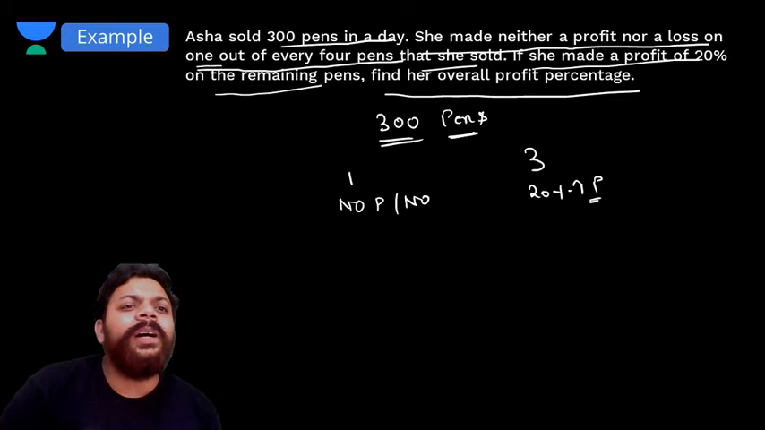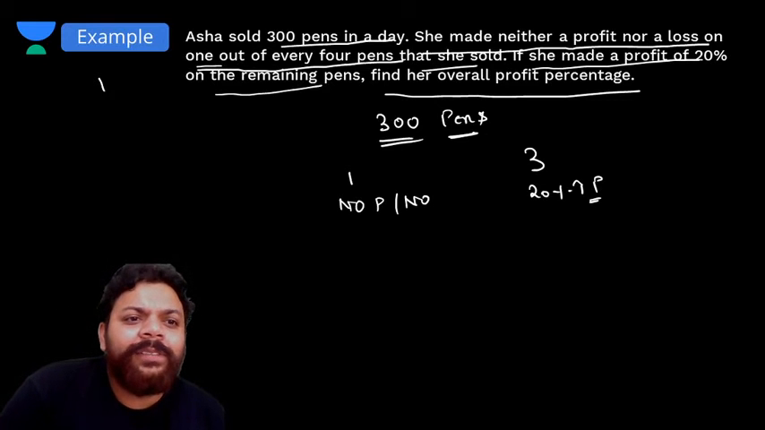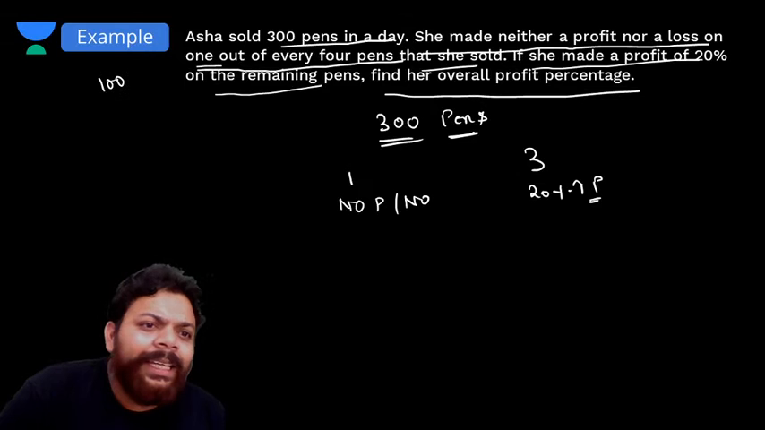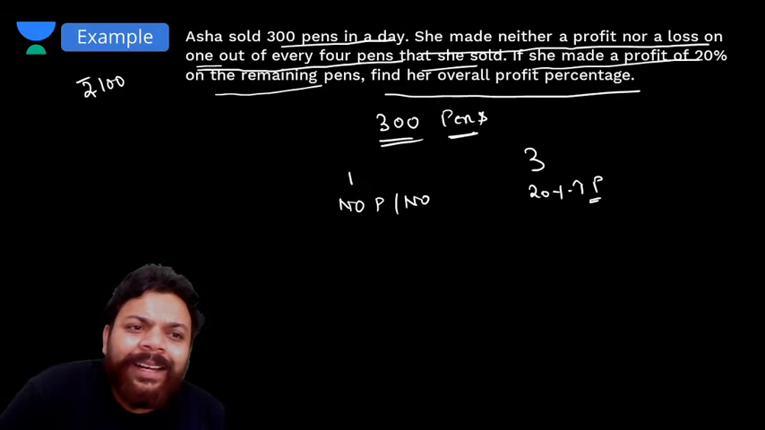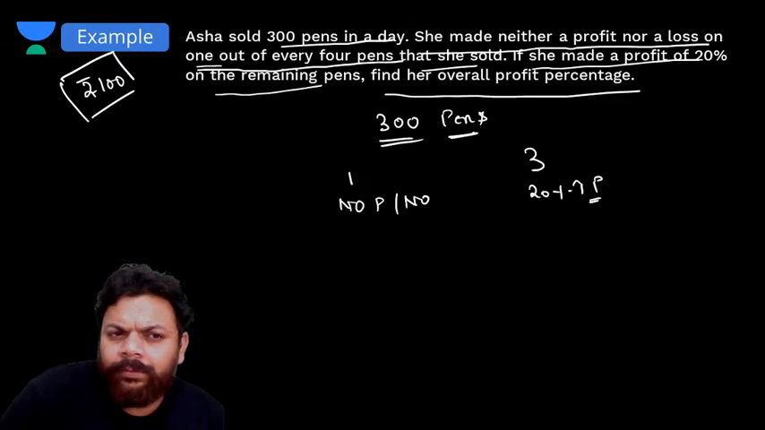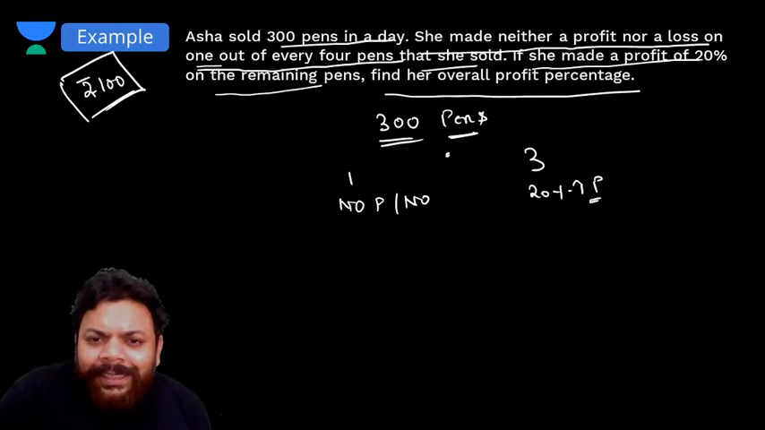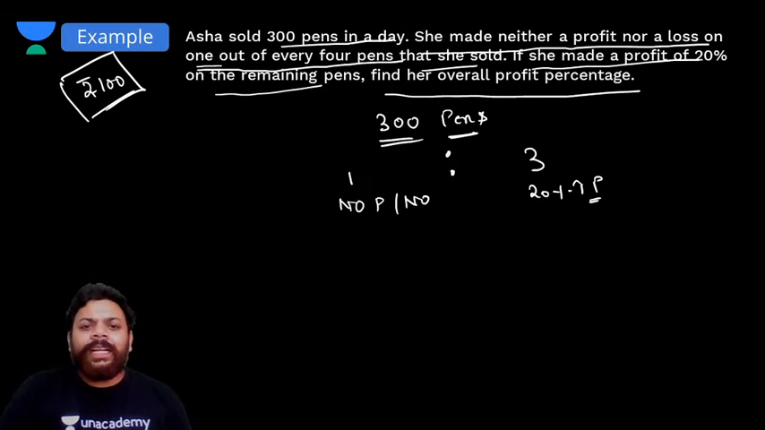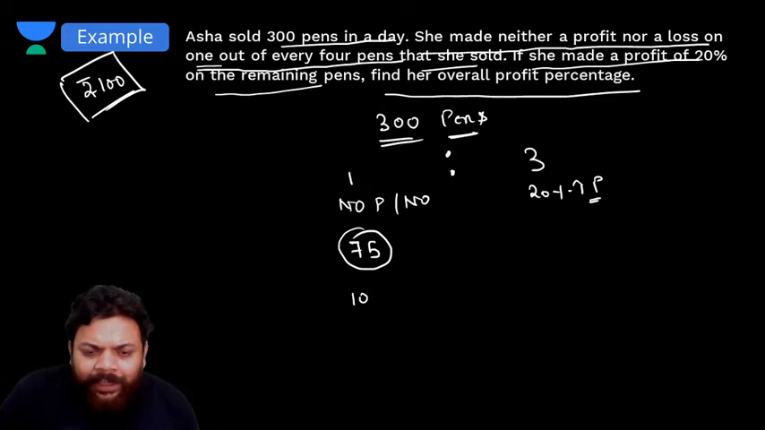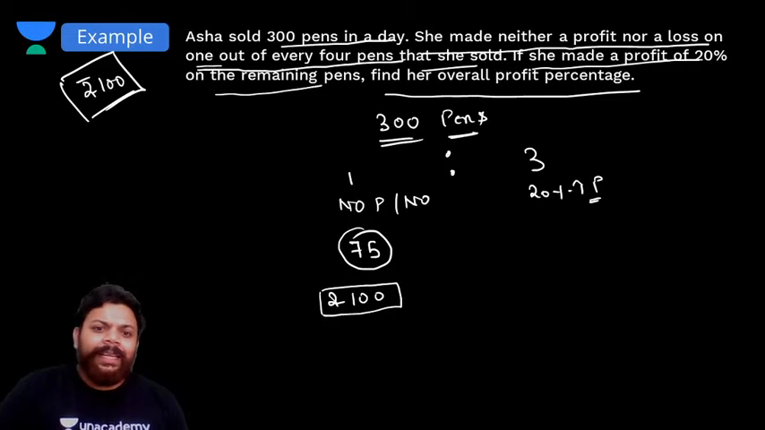So just try to assume, my first assumption will be each pen costs ₹100. Clear? And since this is in the ratio of 1:3, that means 75 pens, Asha will sell those for ₹100 only. I guess this is clear.